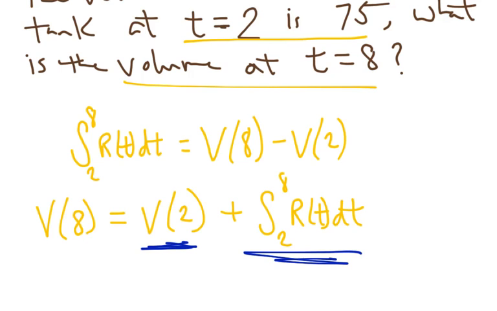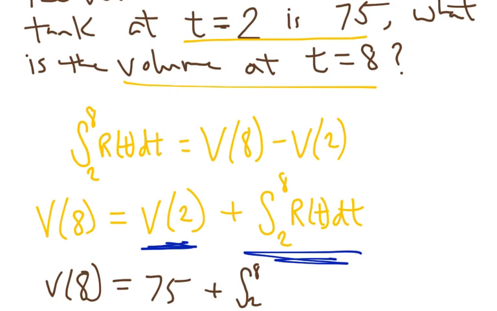So you know V of 2 is 75, and so you'll set this up as V of 8 is equal to 75 plus, and then you're going to run this through your calculator, the integral from 2 to 8 of this r of t. Evaluate that on your calculator, and then you'll know what V of 8 is, and you'll know the amount of water in the tank at that time.